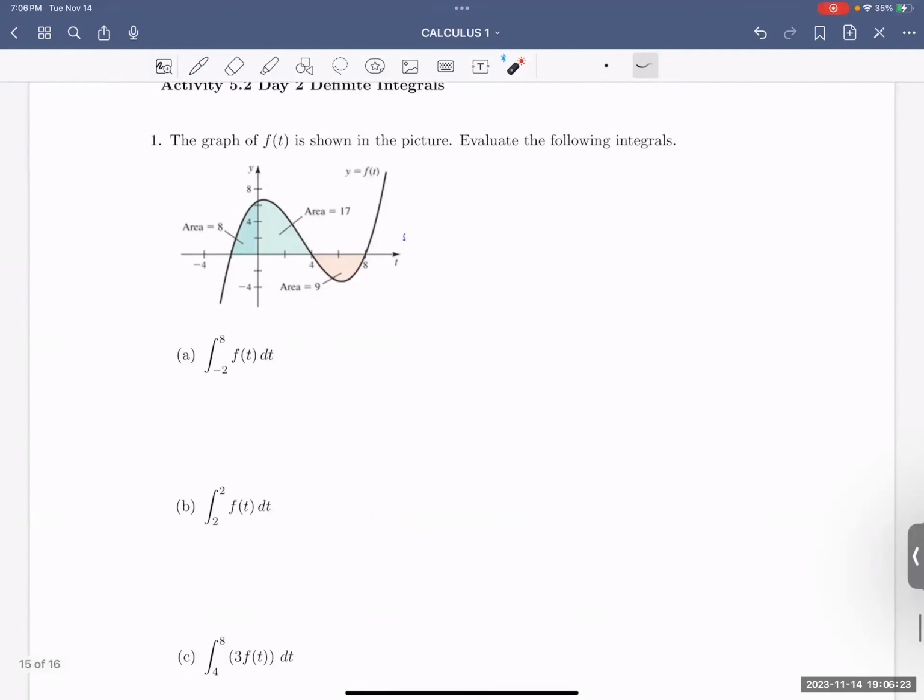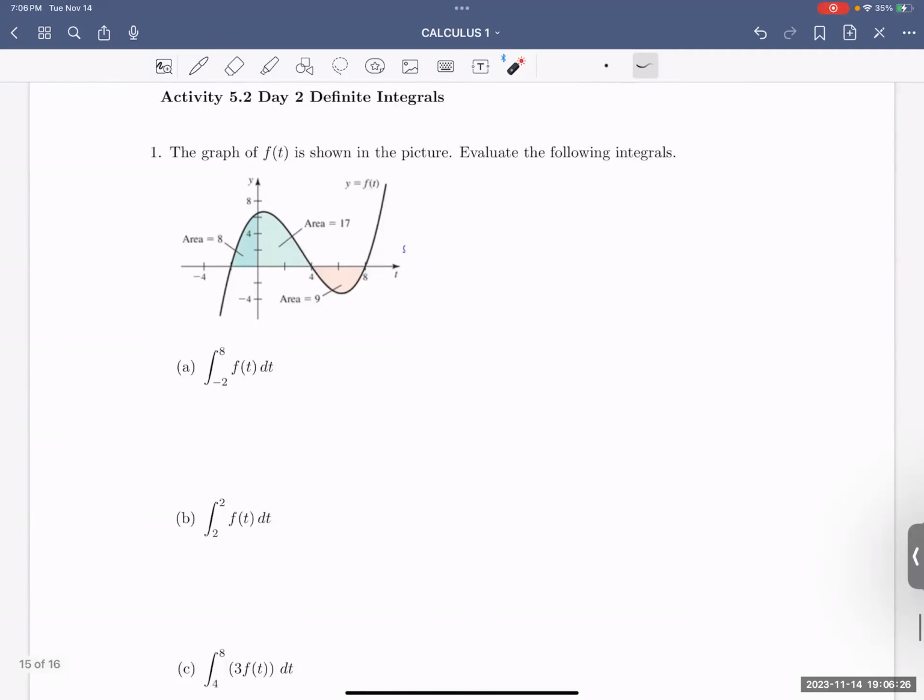Find the area, given the areas of the graph. So we have this area here is an 8. This one is a 17. This one's a 9, but it's below the x-axis, so it's negative 9. And when we have the integral of negative 2 to 8, it's saying from negative 2 on the x-axis to 8, what's the total signed area? And this stuff would cancel part of this stuff and leave you with a positive area.